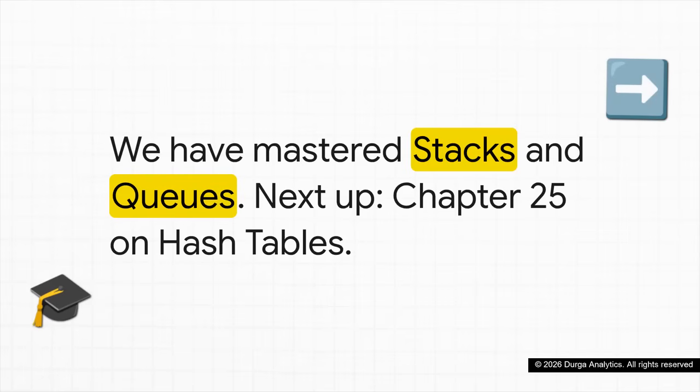But I want to leave you with one final provocative thought. We have just mastered the rigid access rules of sequential, ordered data structures. But what if we don't care about order at all? How on earth do we architect lightning-fast data lookups when we just want to find one specific piece of data instantly out of millions without searching?